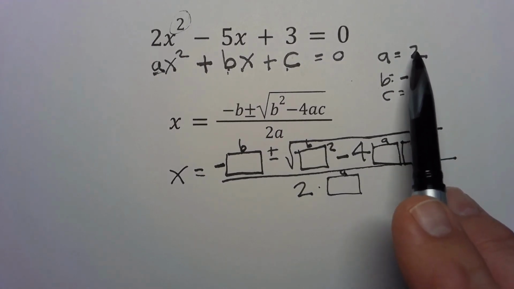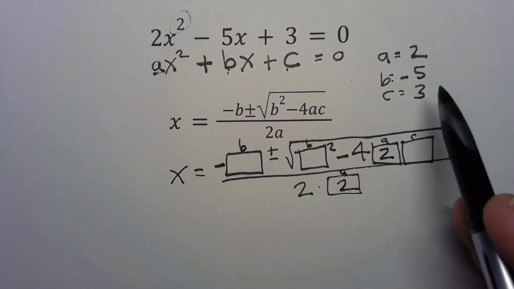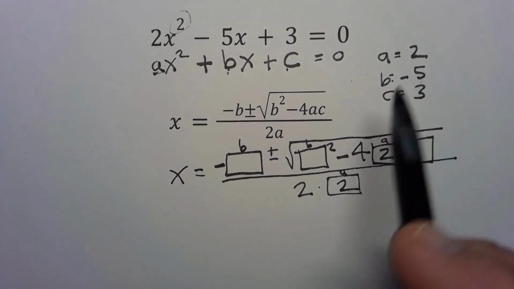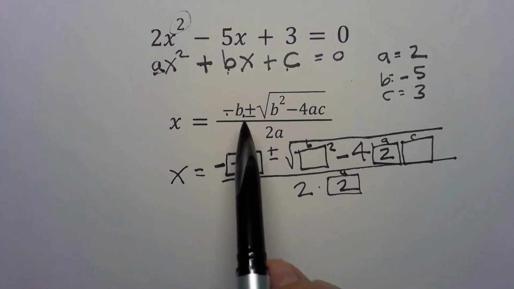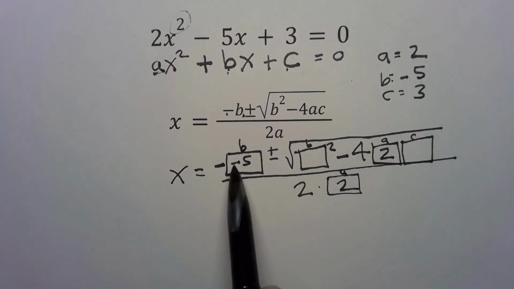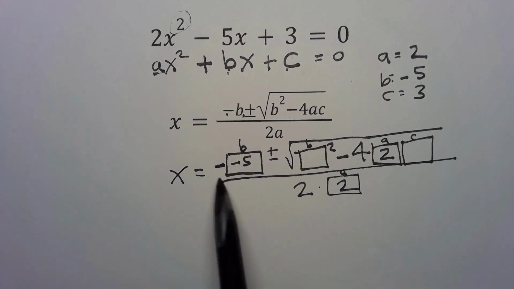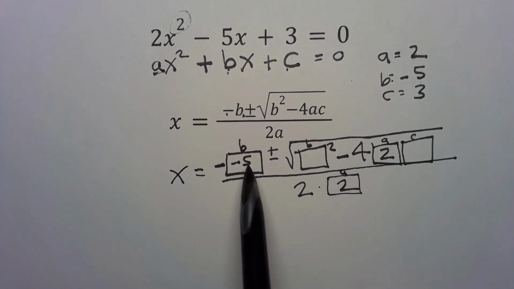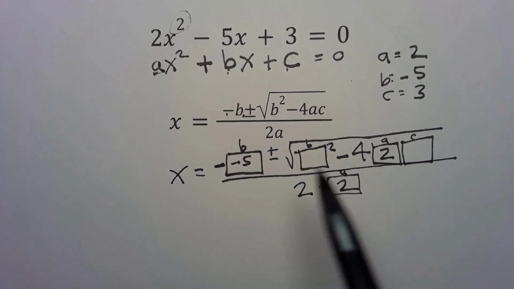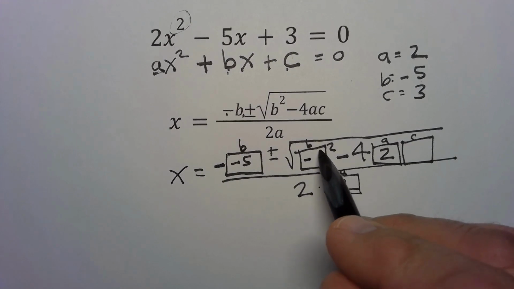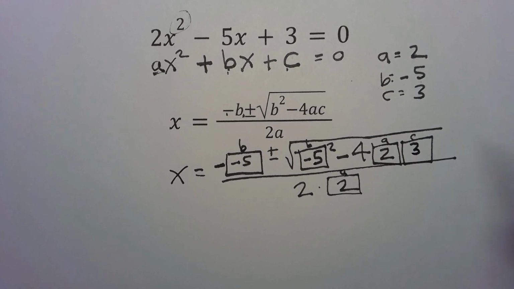So anywhere I've got an a, I'm going to put a 2. Anywhere there's a b, I'm going to put a negative 5. And remember, I had a negative in front of the b, and the b is negative 5. So don't just think, well, there's a negative already there. So it's a minus of a minus. That's why I like the boxes. So it will help you remember to put in the negative 5, and then there's a negative in front of that. This b here is going to be a negative as well, negative 5. And then for c, we have a 3.